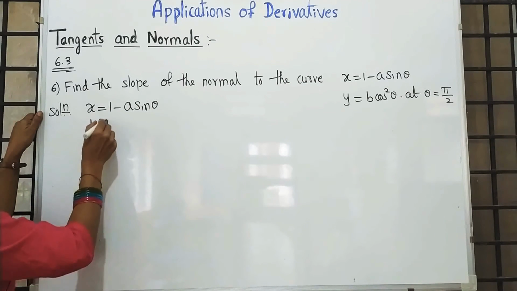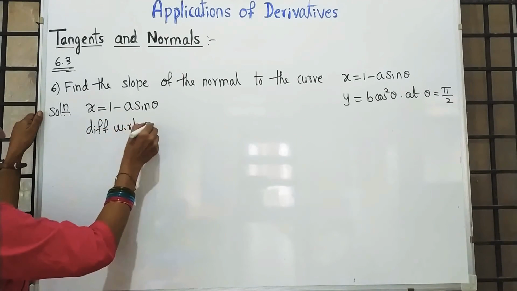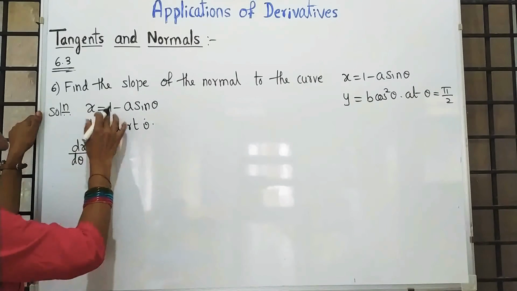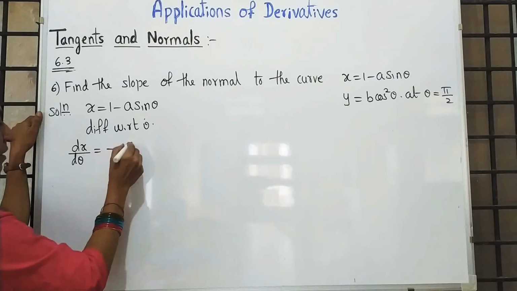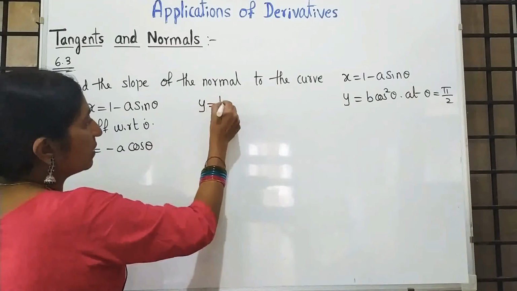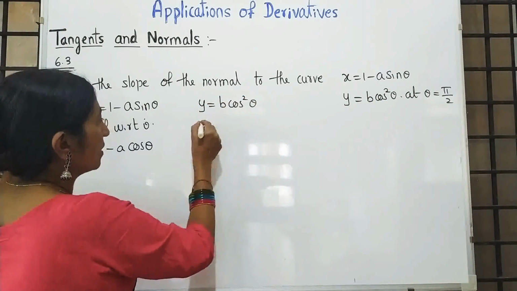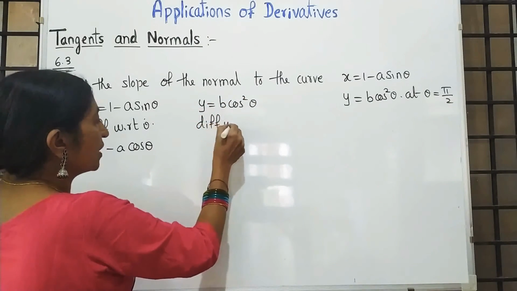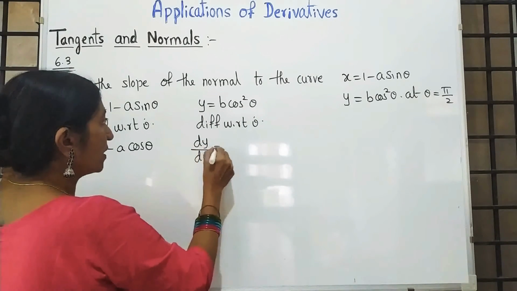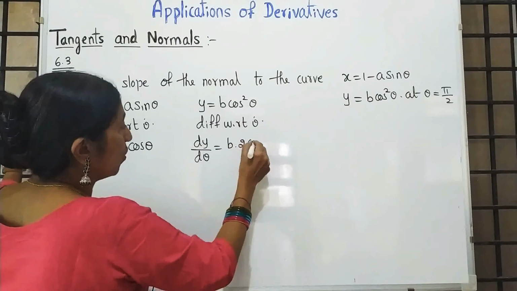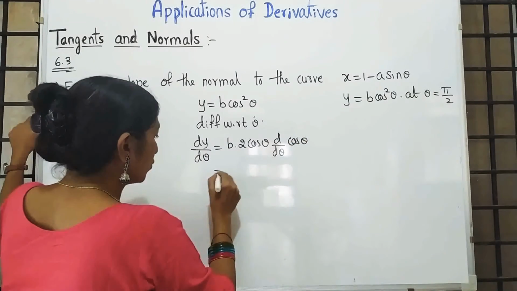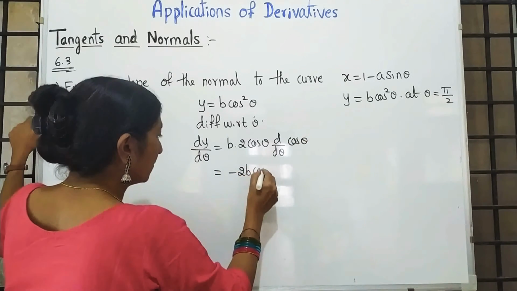Differentiating with respect to theta, dx upon d theta is 0, differentiation of 1 is 0, minus a as it is, differentiation of sin theta is cos theta. Next, y is equal to b cos square theta. Differentiating this with respect to theta, dy upon d theta is b as it is, 2 cos theta into differentiation of cos theta. Differentiation of cos theta is minus sin theta.